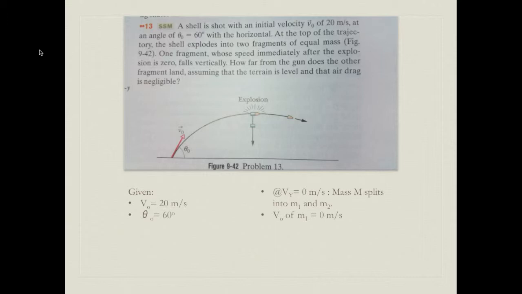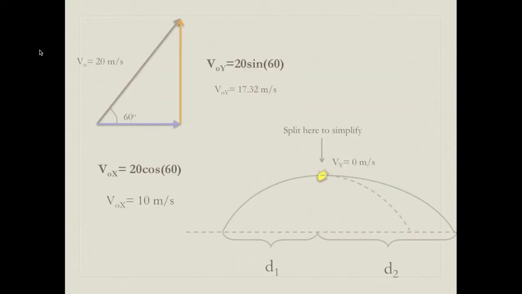At the bottom I have our givens: our V0 of 20 meters per second at an angle of 60 degrees, and at the point of explosion your velocity in the y direction is 0 meters per second because it's at the top of the arc. And here I split up the vector of V0 into V0 of x and V0 of y. Obviously it's your Pythagorean theorem, pretty simple.